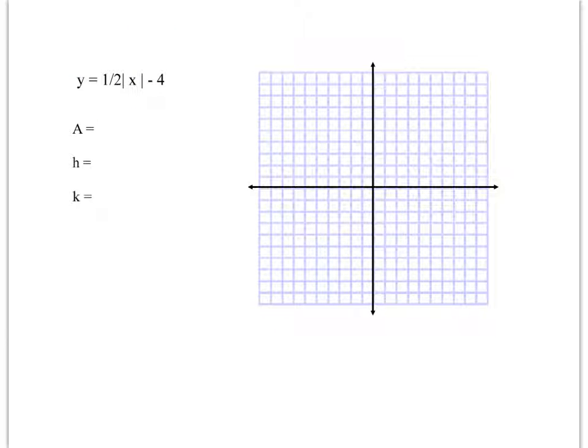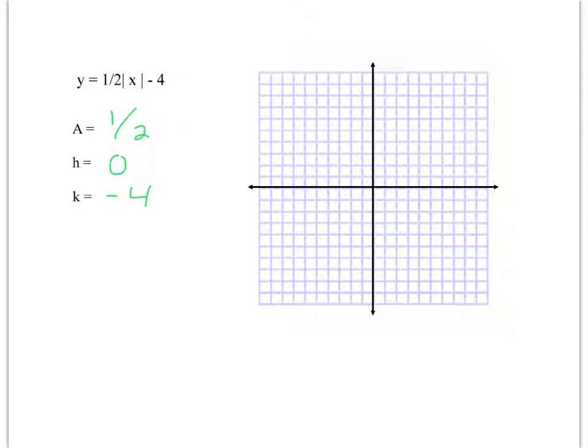Okay, you guys look at this one real quick. Y equals 1/2 the absolute value of x, minus 4. What is the a, what is the h, and what is the k? Fill those in. Okay, you should have gotten a is 1/2, because that's in front of the absolute value. X minus 0, so our h is 0. If nothing else is with the x inside the absolute value, then h is 0. And then I have a minus 4 at the end, so k is negative 4.